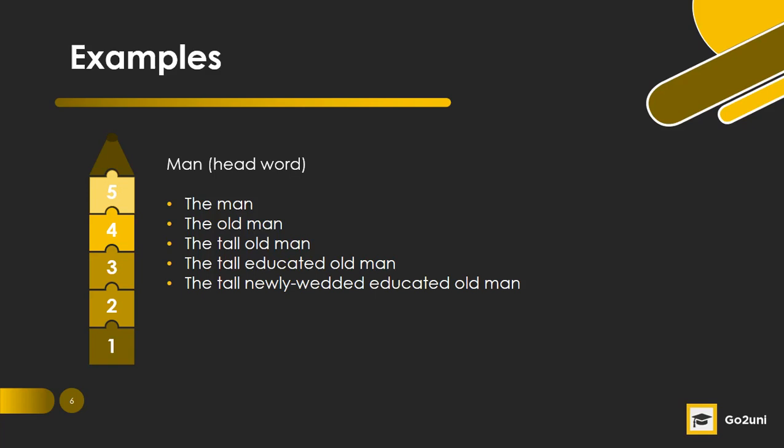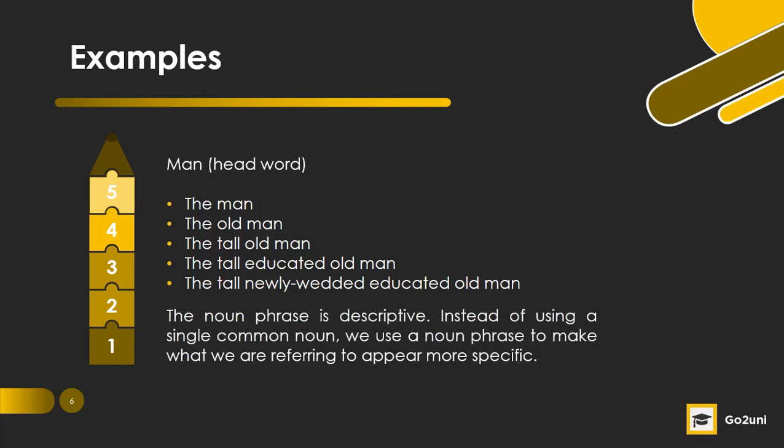Now, one thing that is very important about noun phrases is the fact that they help us explain things. They help us give vivid examples. So let's move on and see how it works. Now, noun phrase is descriptive. Instead of using a single common noun, we use a noun phrase to make what we are referring to appear more specific. And this is important. They are more descriptive than maybe using just a common noun or a proper noun.